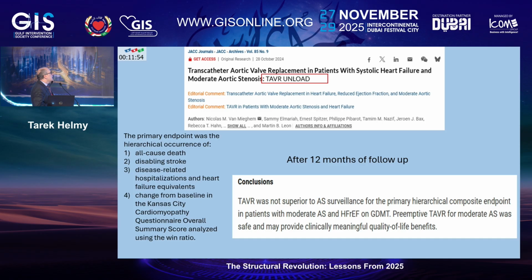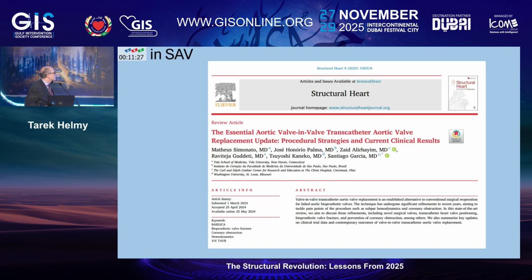So let's talk about moderate aortic stenosis. Should we be doing TAVIs on moderate aortic stenosis, especially in patients with heart failure? This is the TAVR UNLOAD. And after 12-month follow-up, there was no difference between the surveillance group and the TAVI group in patients with moderate aortic stenosis who have congestive heart failure. And you can see the primary endpoint was the hierarchical occurrence of all these endpoints.